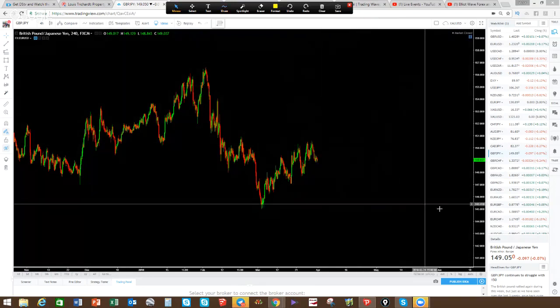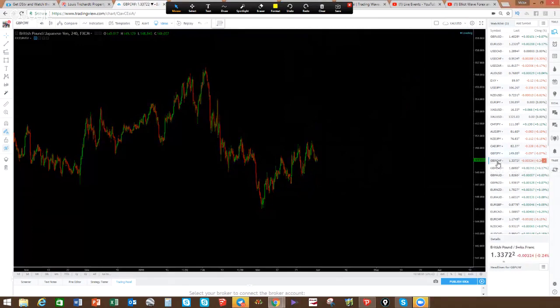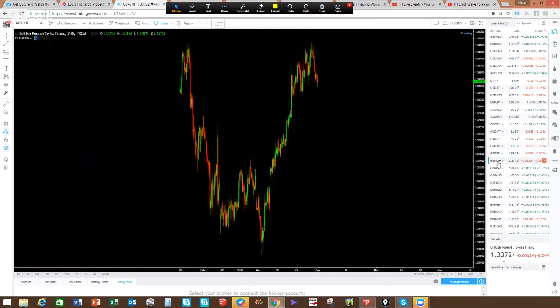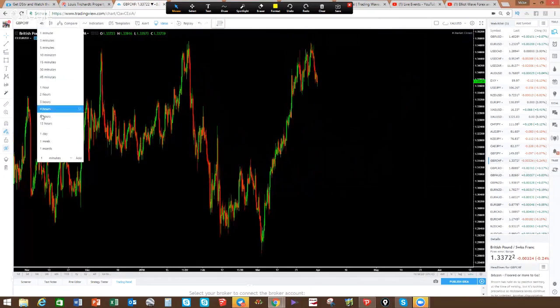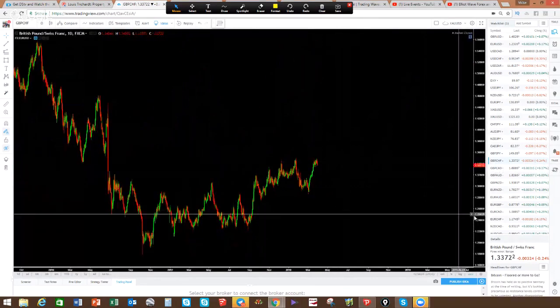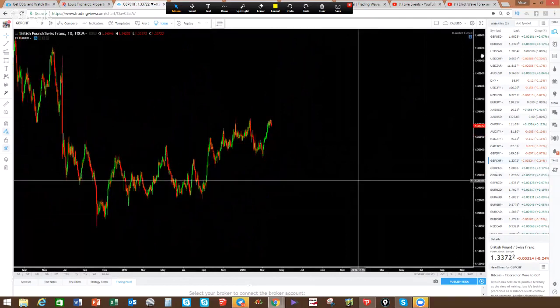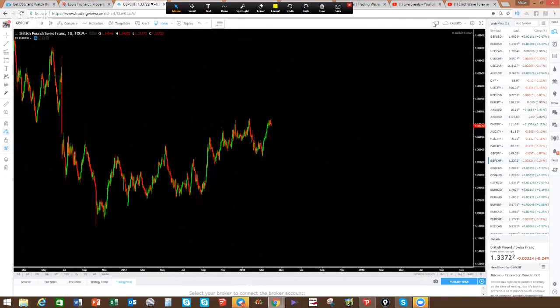Okay, so let's do the rest of the pound pairs. We already did pound JPY, pound US dollar we already did. Let's do pound chief. So pound chief, I compared pound chief structure. There's a similar structure that's happening on pound chief to New Zealand US dollar. Let's bring them both up on the same screen.